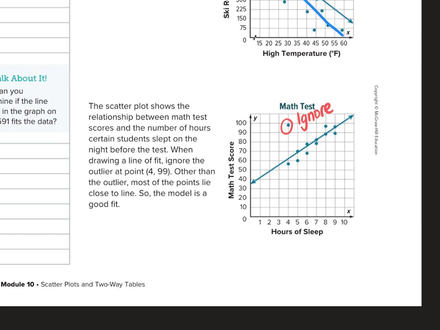Other than the outlier here, we have a line roughly through the middle of the data. It even goes through some data points. That's a bonus. It doesn't have to go through data points, but it could. So this is a pretty good line of fit here.